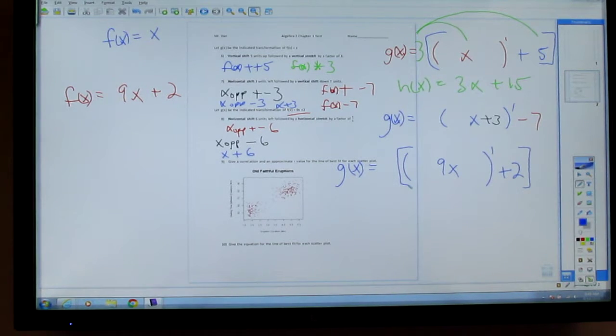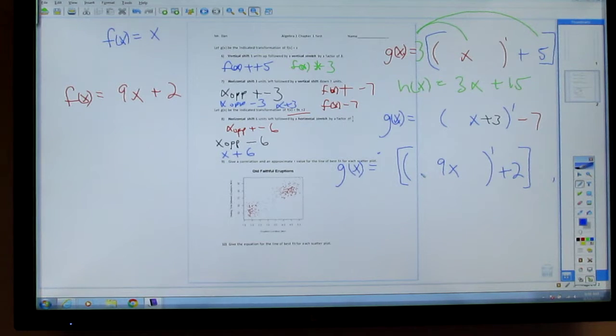So if I add to the whole function, I'm adding outside of that big secondary parentheses, right? If I'm adding inside the function, then I'm adding to the x. If I'm multiplying to the whole function, I'm multiplying out here. If I'm multiplying to the x, I'm multiplying in here. So that's why we put those spaces. You see? So now I have a place to put anything I want.